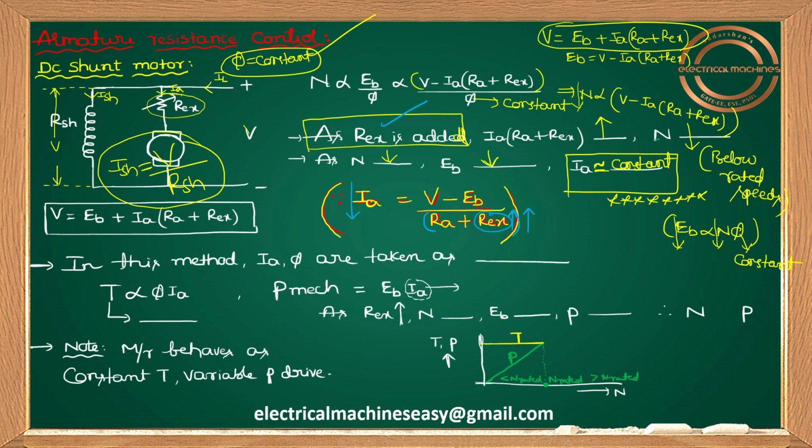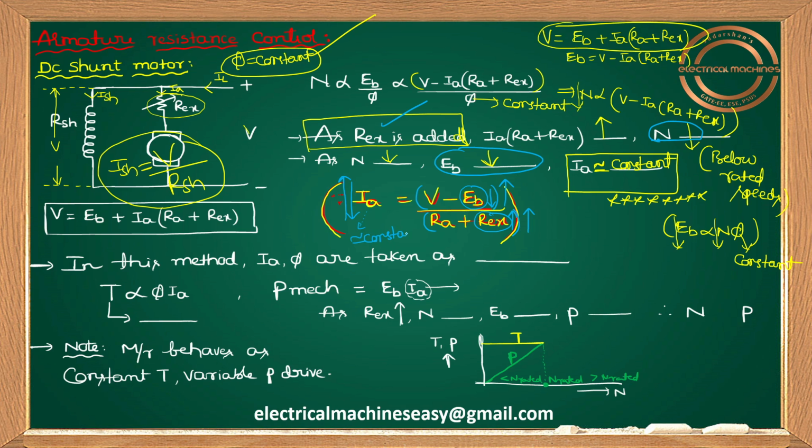Whenever N is reducing, I told you back EMF is reducing here. That's very important. Whenever back EMF is reducing, what will happen to this numerator, guys? It will increase, right? So the IA value will increase. Initially, because of adding RX, your IA is reducing. Now, because EB is reducing, IA is increasing. I'm not saying that the same amount is reduced and increased, I'm just saying approximately IA can be taken as constant here.